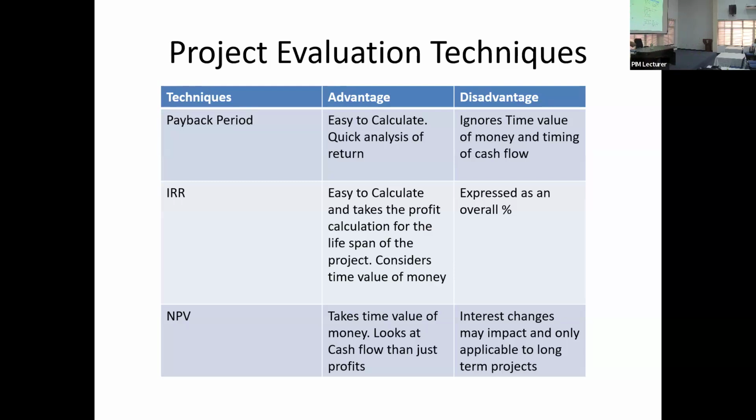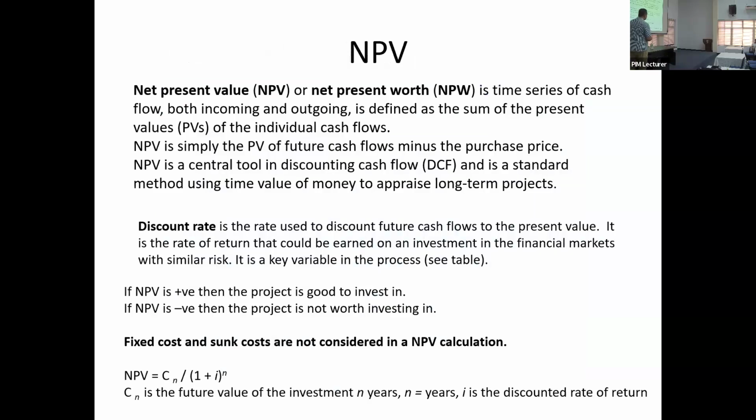Okay, right. So let's talk a little bit about NPV in a project perspective. You know the discounted factors, you know how to calculate. I'm not talking about the calculation itself, which we will do in a minute. What matters in a project is this line here. The fixed cost and sunk cost are not considered. What do I mean by that?